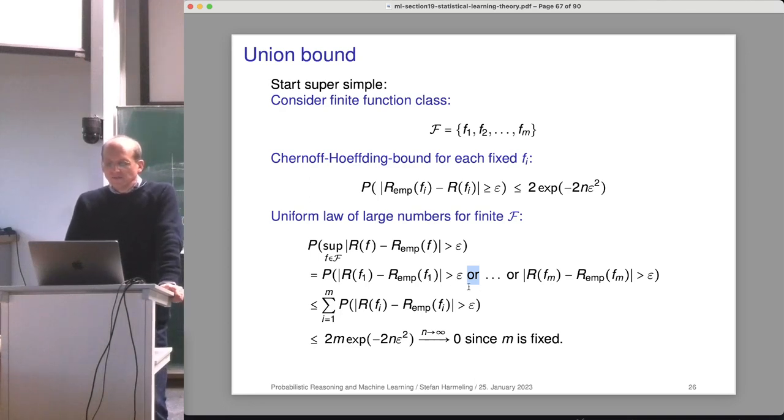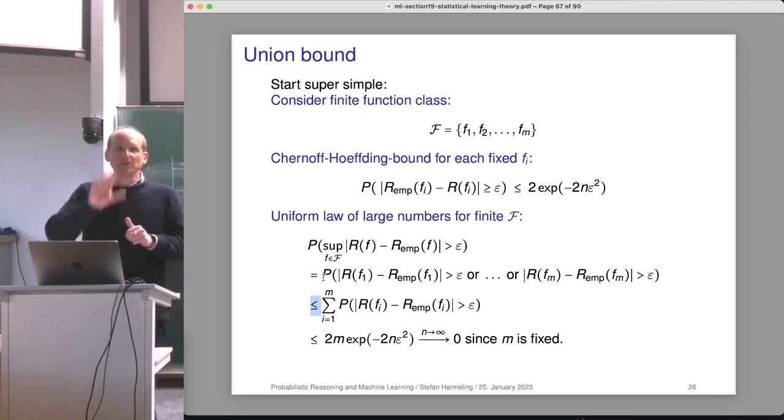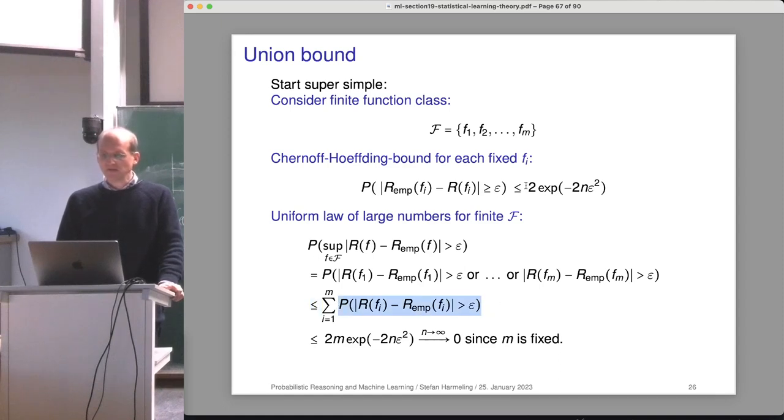And now, if one of them is greater, then I can bound it by summing over all the individual probabilities. That is a very coarse jump here. From the expression P of A or B or C, I bound it with the summation P of A plus P of B plus P of C. However, the nice thing is that for each of them I have the Chernoff bound. So I can plug it in, and I get a factor M, since I have a finite set of M functions.